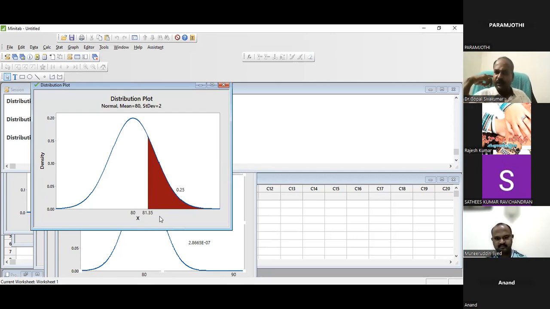If you want to find quartile 2, how will you work it out? Instead of 0.25, use 0.50. If you want quartile 1, the right side area is 0.75. Are all of you with me? But all these problems definitely require Minitab. Without Minitab you can also do it, but you should be an extraordinary black belt.